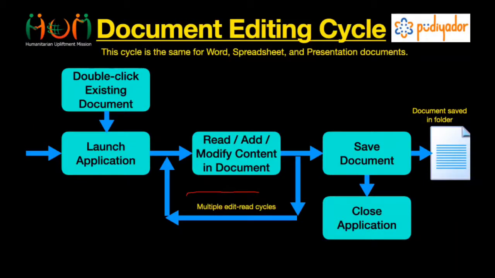Only when you are completely happy with the result, then you save the document. When you save the document, the file gets created in your folder, in the file system. And then when you are done, you close the application. So this is the typical editing cycle for a word processing application, or even a spreadsheet application, or even a presentation application. And for that matter, almost any application where you create a document, okay? It could be Adobe Photoshop, where you're actually creating pictures.